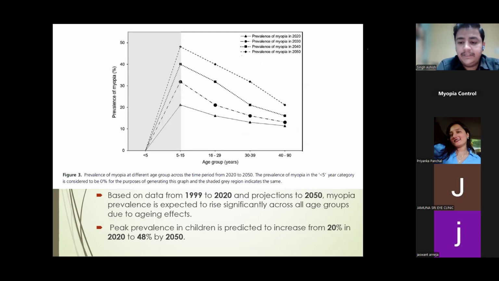Here is a graphical image. Data shows prevalence of myopia in different age groups across the time period of 2020 to 2050. As we can see, it shows prevalence of myopia based on data from 1999 to 2020 and projections to 2050. The prevalence percentage is on the left side and the age group criteria on the bottom. The main prevalence and myopia progression has been seen in the age group between 5 to 15 years.